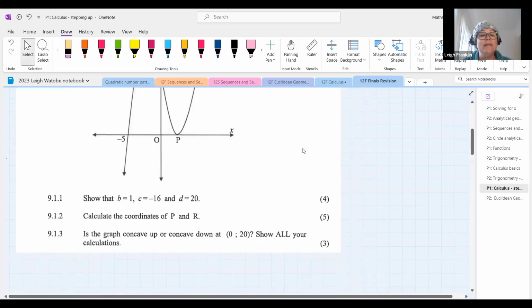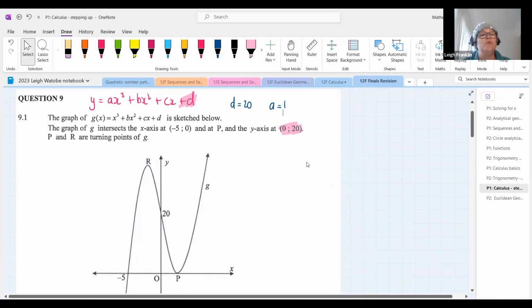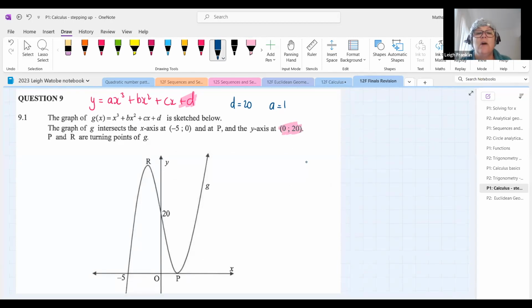All right, so now we need to set about proving that B is 1, C is -16, and that D is equal to 20. How are we going to do this? Any ideas on what I should do? Can anyone make any suggestions to help me, please? What would we sub into? You can unmute and tell us, or you can put it in the chat.